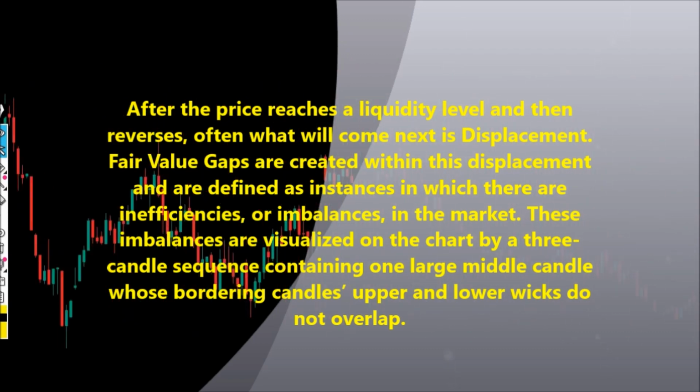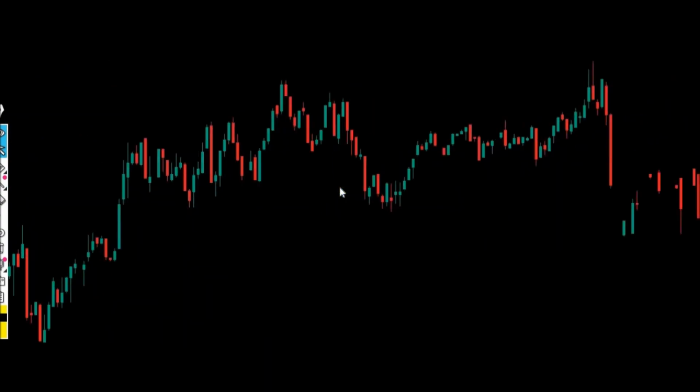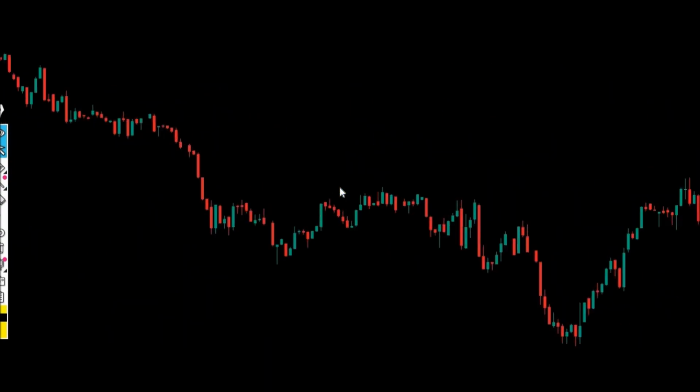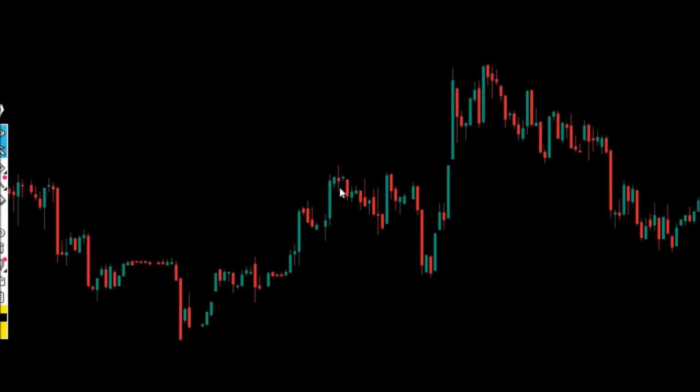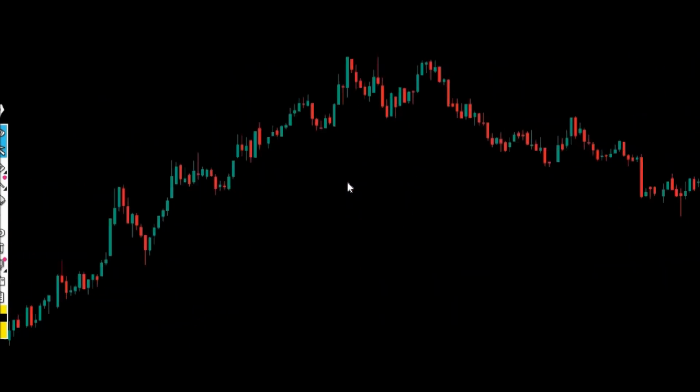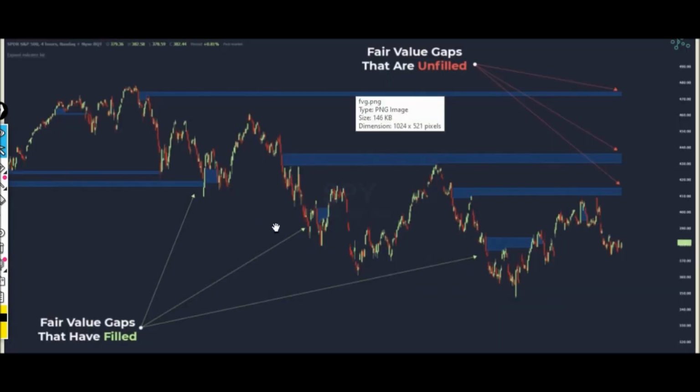The imbalances are visualized on the chart by a three candle sequence containing one large middle candle whose bordering candles' upper and lower wicks do not overlap. So a fair value gap is what we call an imbalance. In my example over here, you can see we have a fair value gap, and many traders believe that when we have a fair value gap, it's a holy grail, because they tend to believe the market will come back to the fair value gap and then proceed to the downside.